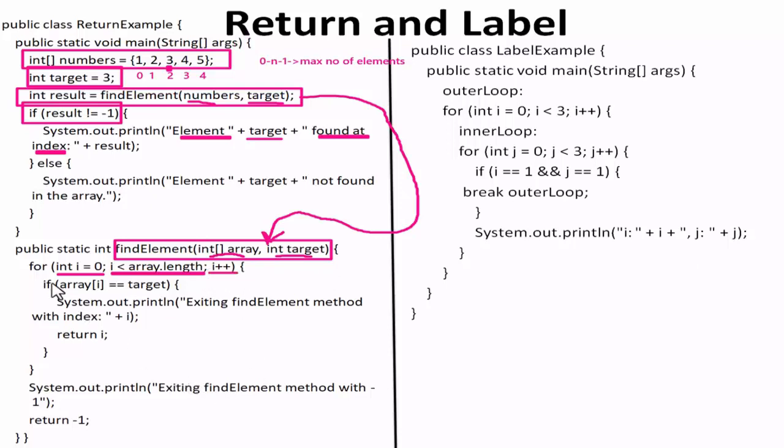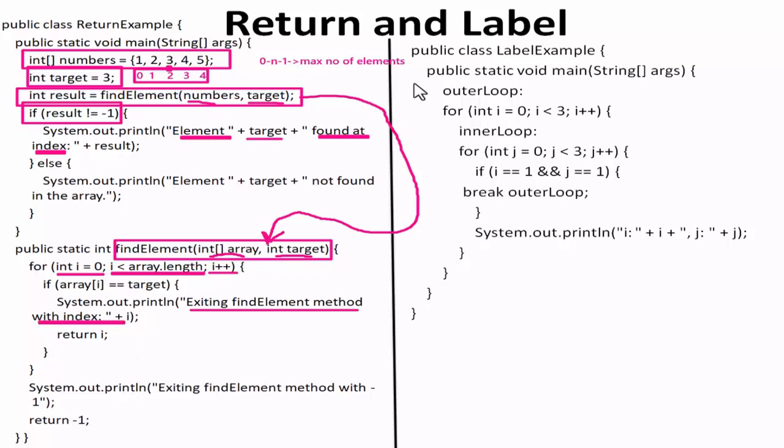So now array of i. What is array of i? 0, 1, 2, 3, 4. This is the index. So array of 0 is 1. Is 1 equal to target? What is the target element? 3 is the target element. Whether the target element is found? It is not found. So then it is going to print exiting find the element with index i.